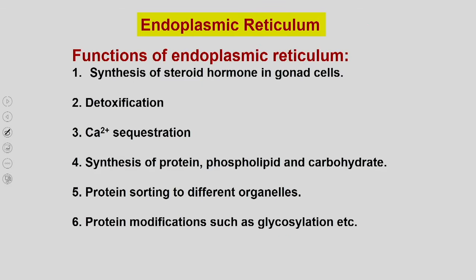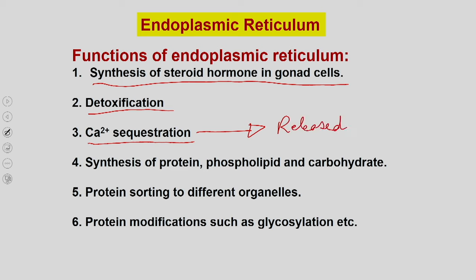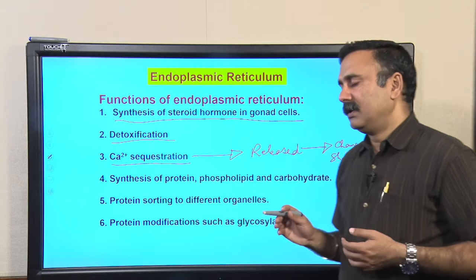What is the function of endoplasmic reticulum? The function of endoplasmic reticulum is very simple. In the case of smooth endoplasmic reticulum, it is required for the synthesis of steroid hormones in the gonad cells. Endoplasmic reticulum is also a site for detoxification of different metabolites which are produced inside the cell. Endoplasmic reticulum is the major site for calcium sequestration. This calcium is released in the event of any signal transduction, and that released calcium causes the change in shape of the cell, or it can also allow the cells to move towards a particular chemoattractant.